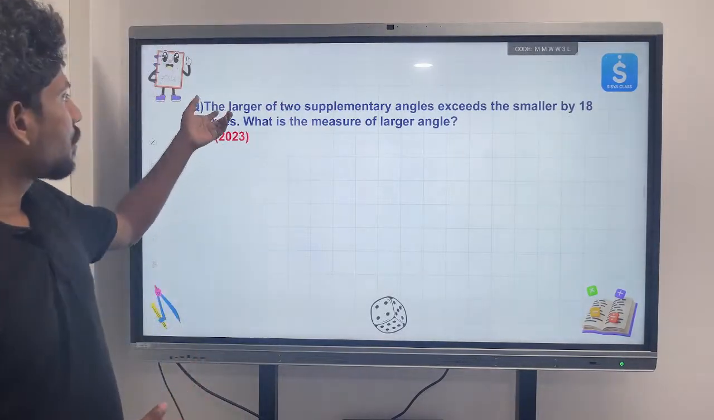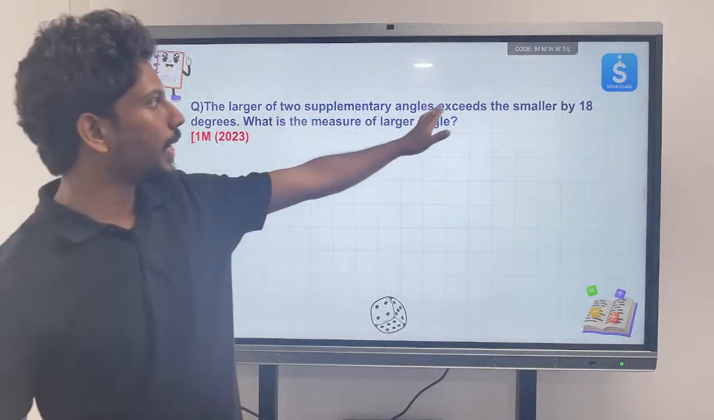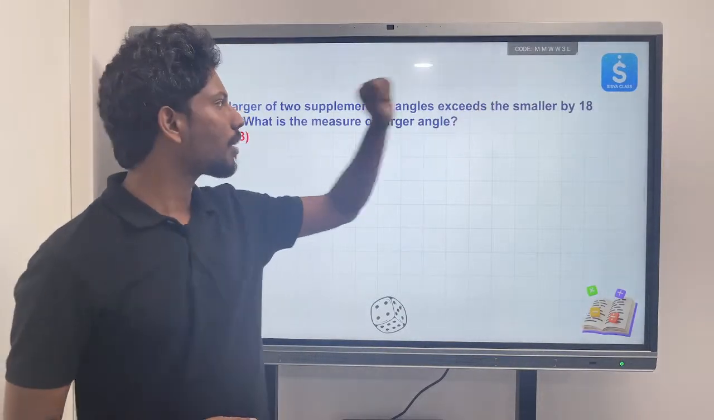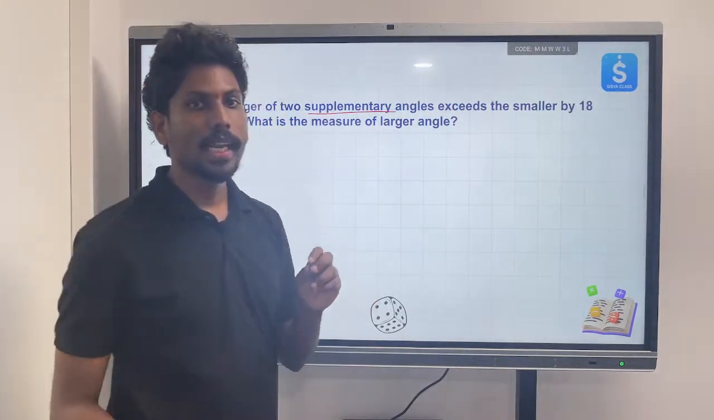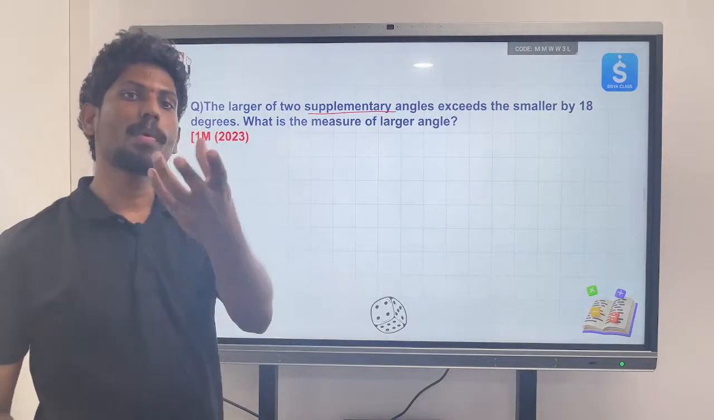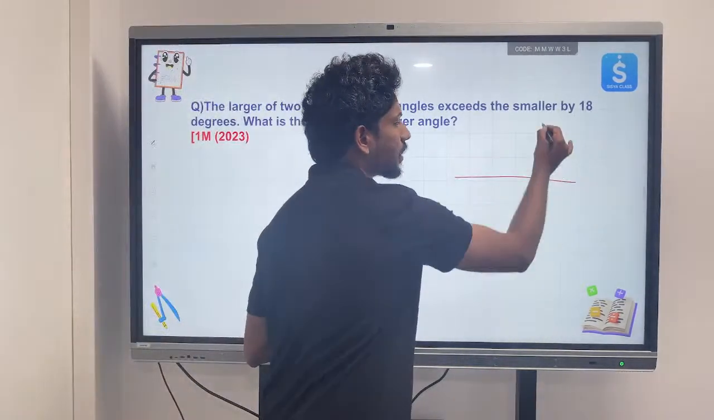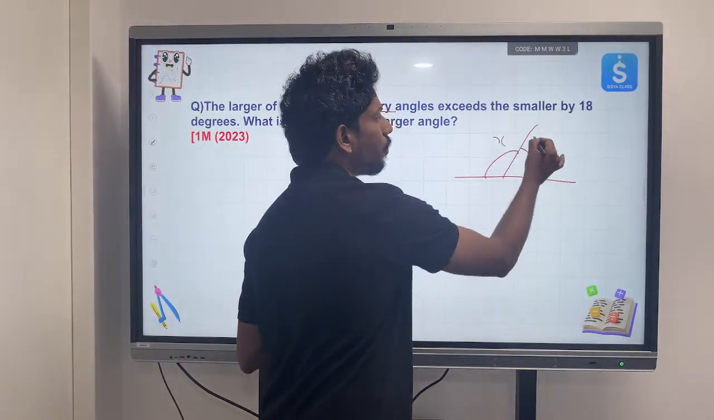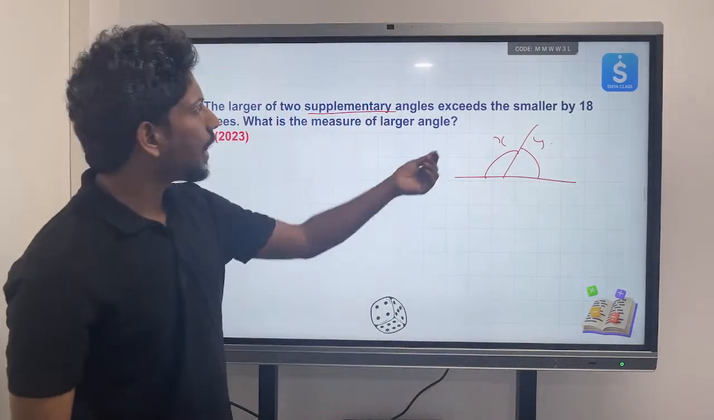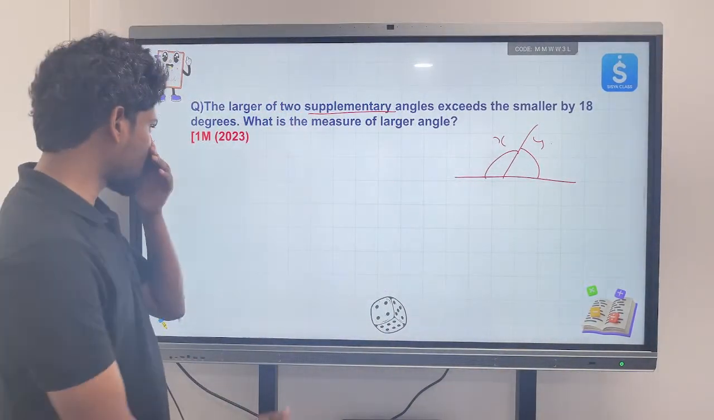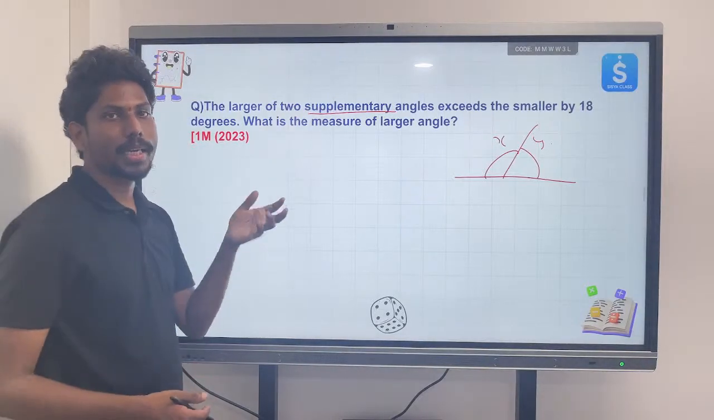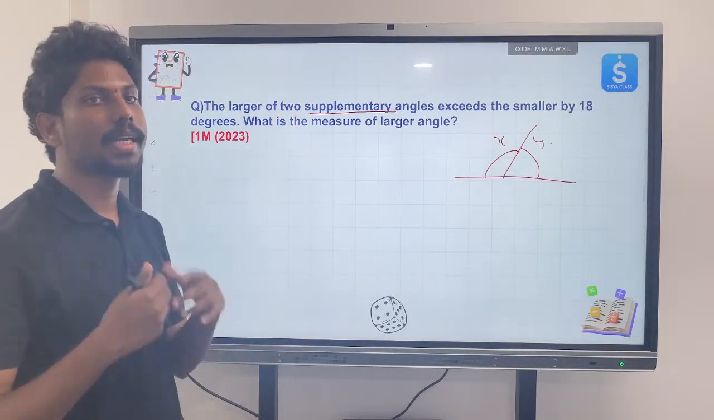So here there is the question: the larger of two supplementary angles exceeds the smaller by 18. Now what is meant by supplementary angle? A supplementary angle means the sum of angles should be equal to how much? The sum of angles should be equal to 180, yes or no? So let one of the angle be x, let one of the angle be y. Now that's a simple case. Whenever you see supplementary, it is 180. Whenever you see complementary, it is 90.